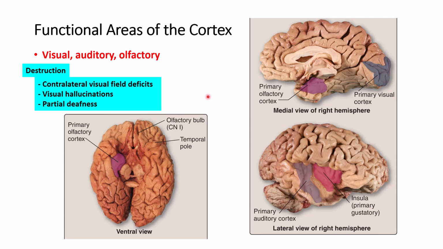Damage depends on where it's involved. If the visual field is involved, you cannot see things properly. I will come back to this when we talk about vision in chapter 15, visual hallucination and also deafness. If there is damage to the auditory cortex, it's a partial deafness. Why? Because both cortices are processing sound. This is why you do not get full deafness, you get partial deafness.